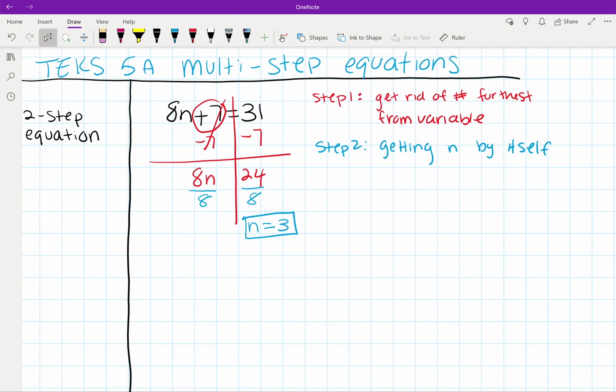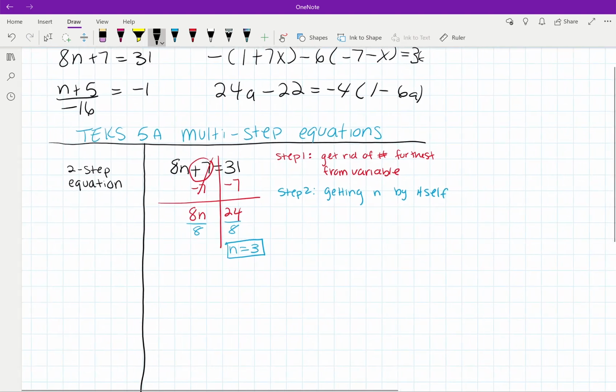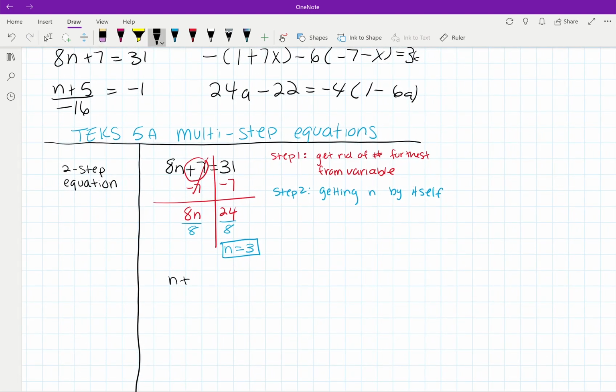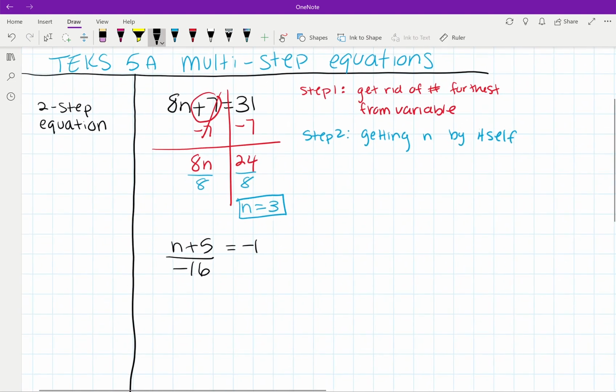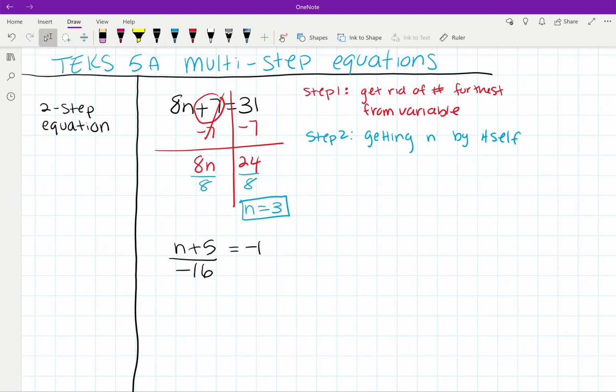So let's do one more example for two-step equations. We're going to do n plus 5 divided by negative 16 equals negative 1. So remember our first step. Our first step is to get rid of the number furthest from the variable. The one furthest from the variable this time is going to be this dividing by negative 16. So we need to do the opposite of divide, which is multiply. So we're going to multiply both sides by negative 16.